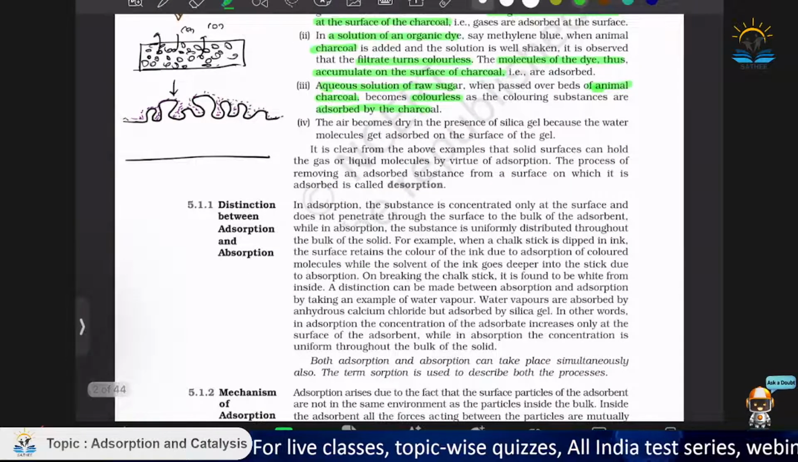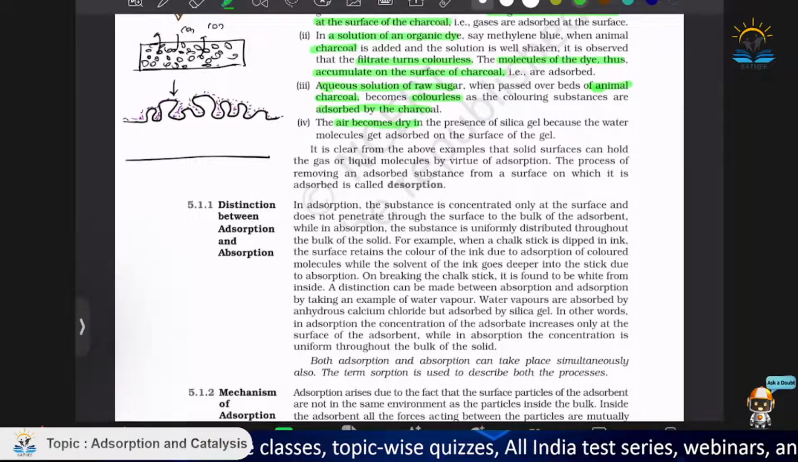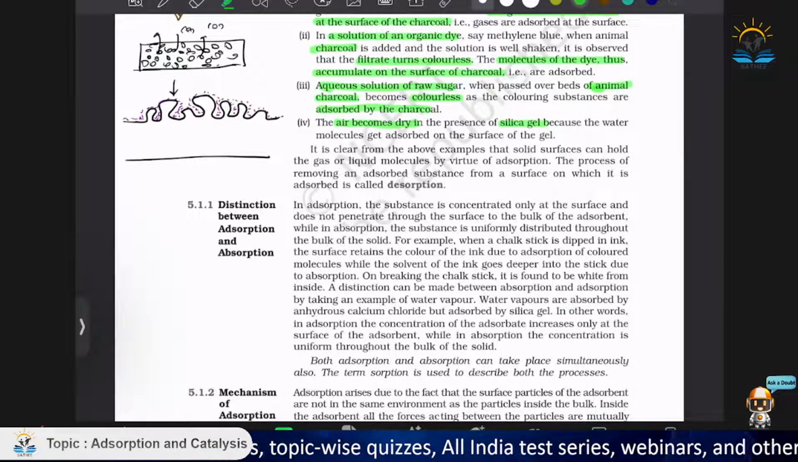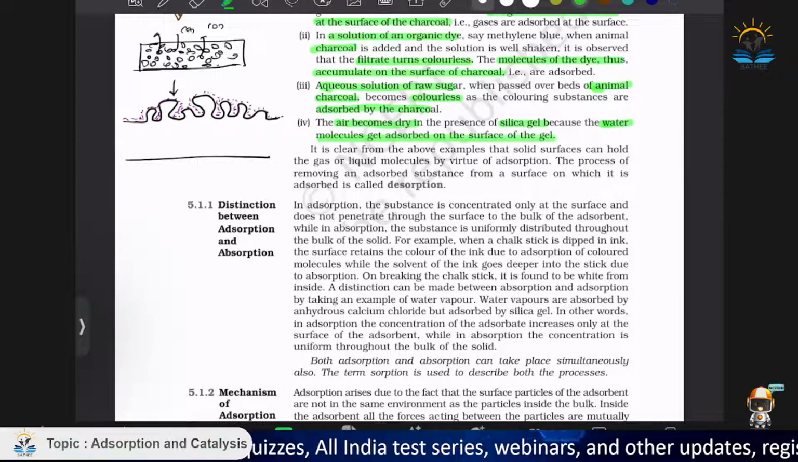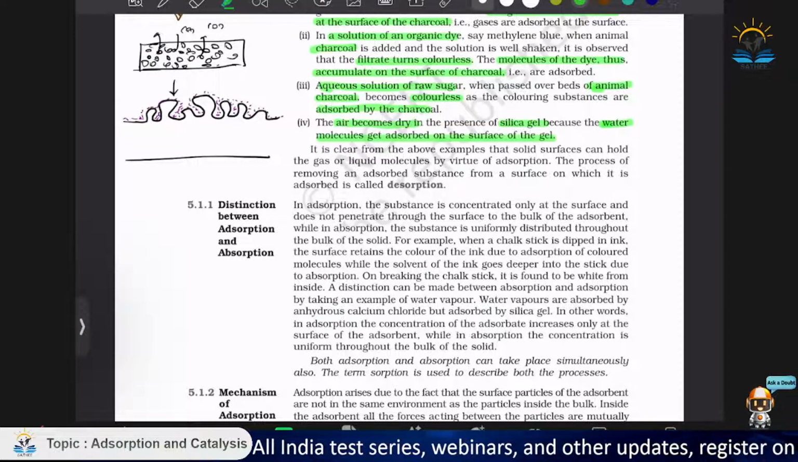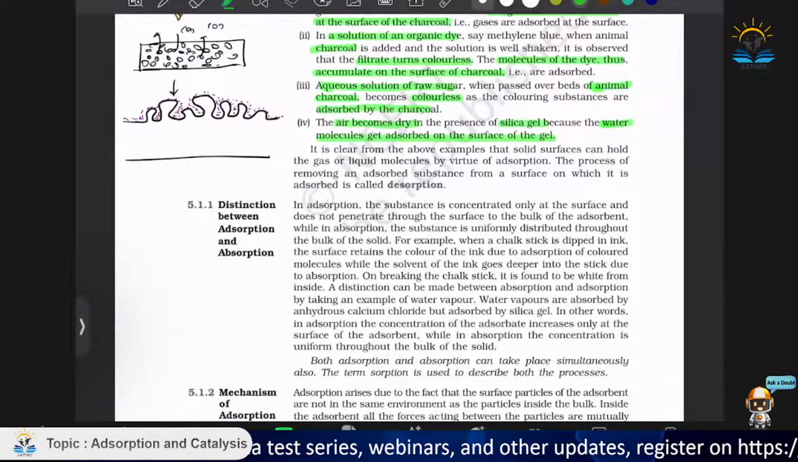Last example says air becomes dry in the presence of silica gel. Why? Because silica gel adsorbs the water on its surface. Okay.